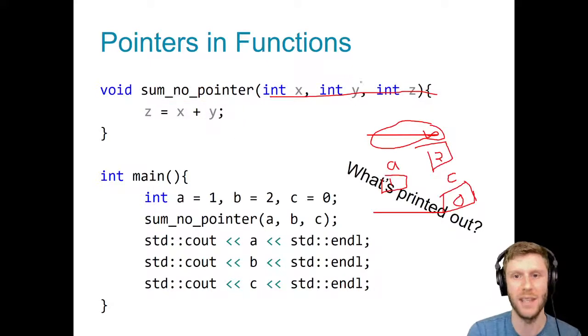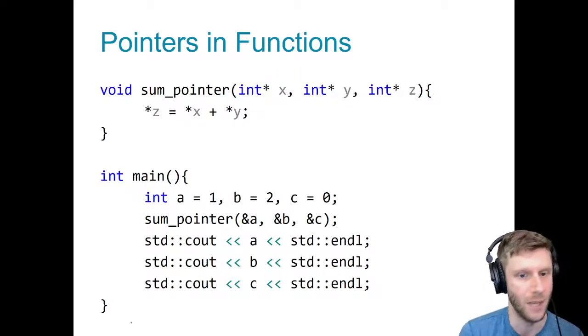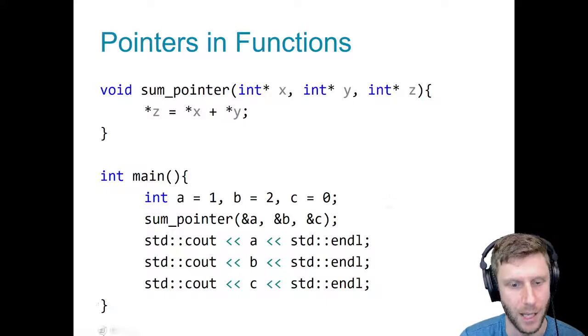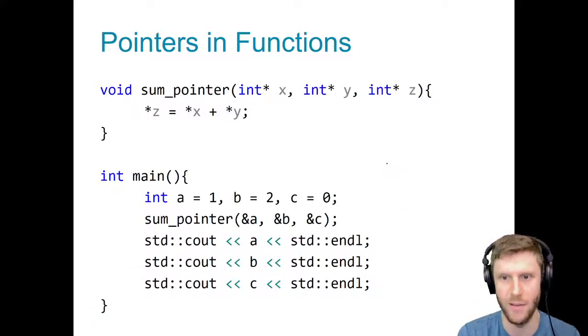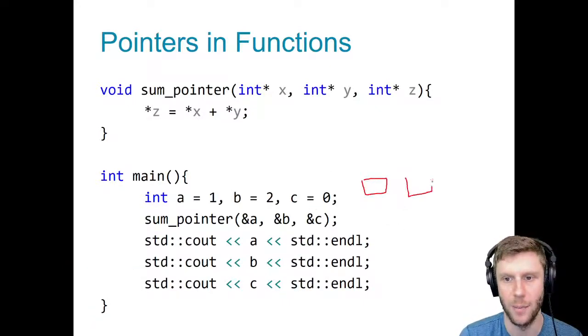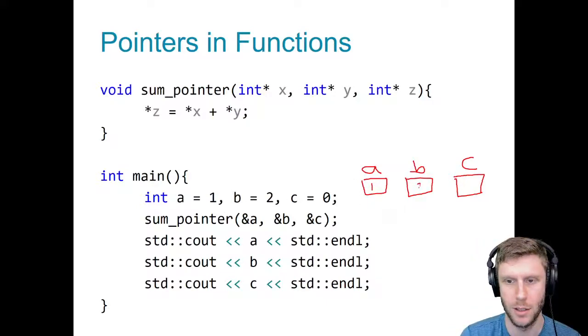So when we had this example, we made copies of the variables, we assigned them, and then they got left alone. Now, let's see what happens here. I'll go back to my red pen. Okay, red. I have a box for A, a box for B, and a box for C. So we have A, B, and C, and then inside I have 1, 2, and 0.